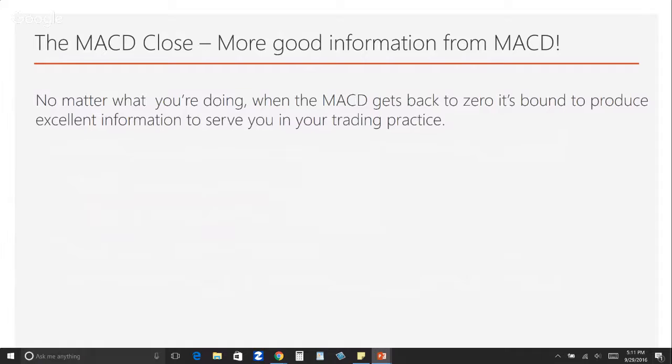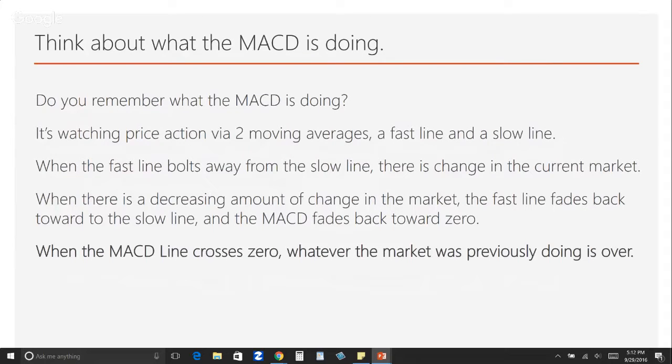The MACD close, it's just more good information from the MACD. No matter what you're doing, when the MACD gets back to zero, it's bound to produce excellent information to serve you in all your trading practice, whether you're getting ready to take a new trade or getting ready to close one that's already opened. So think about what the MACD is doing.